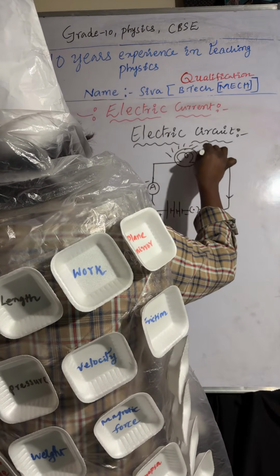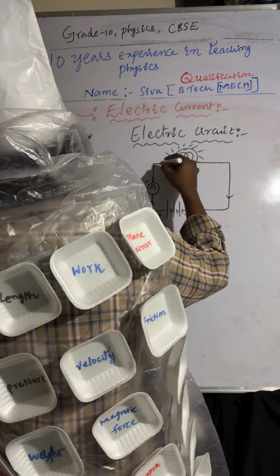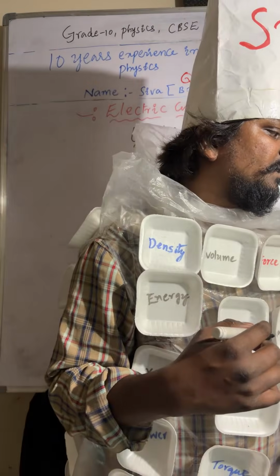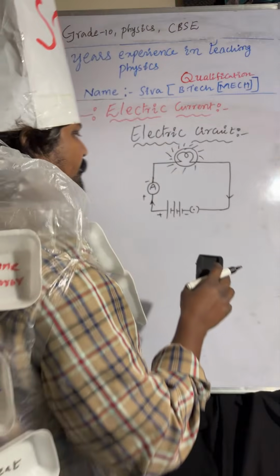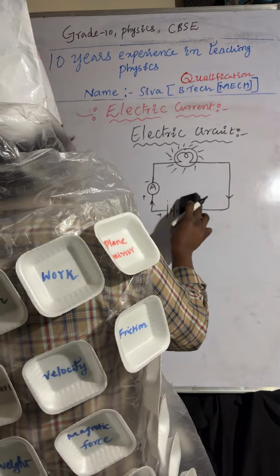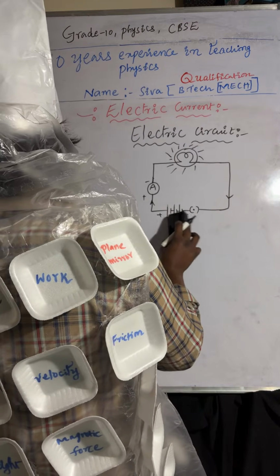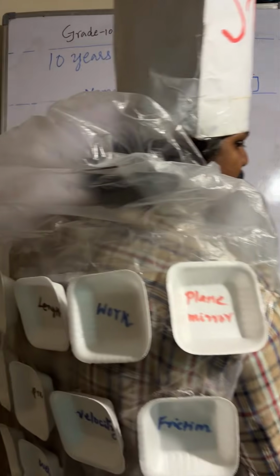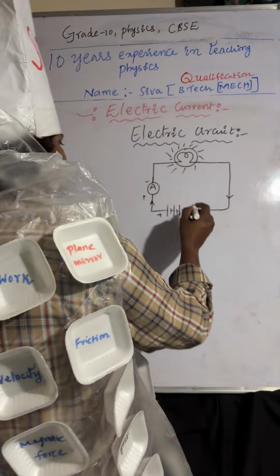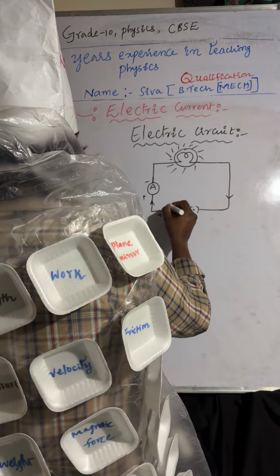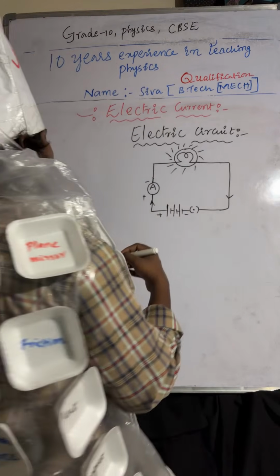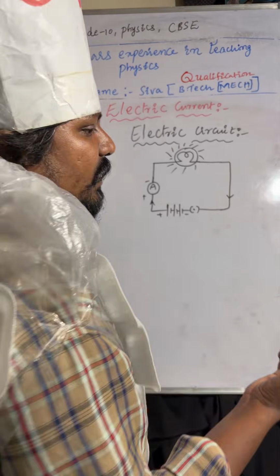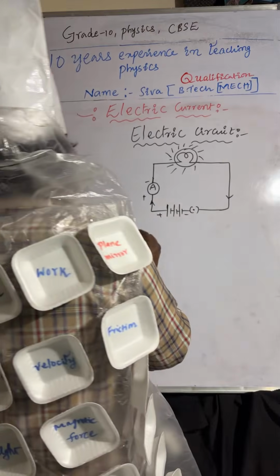Sir, why is the bulb glowing? Because the circuit is closed. How can you identify that the circuit is closed? If the dot is there, then it is closed. If the dot is not there, it is not closed. Understood or not? If the dot is not there, then the circuit is not closed, right? That is an open circuit. So now it is a closed circuit.